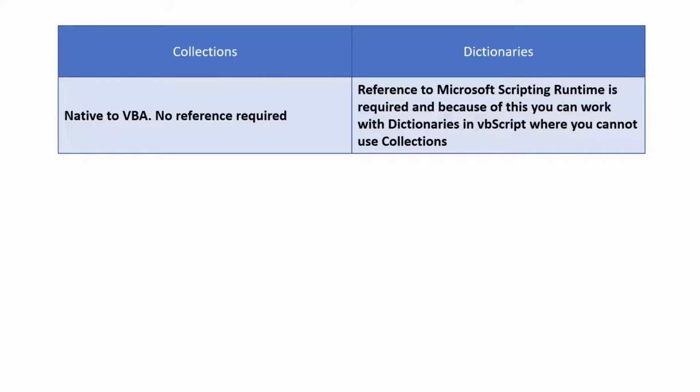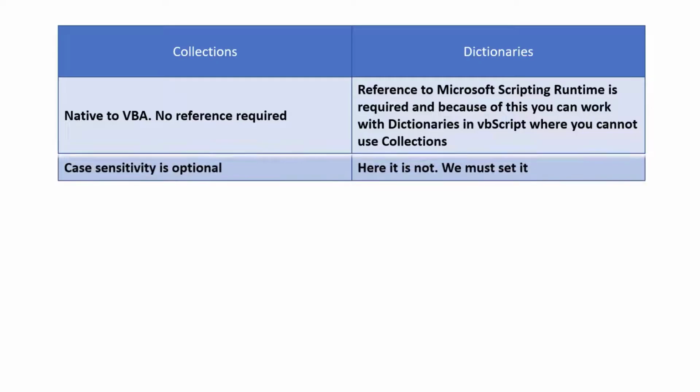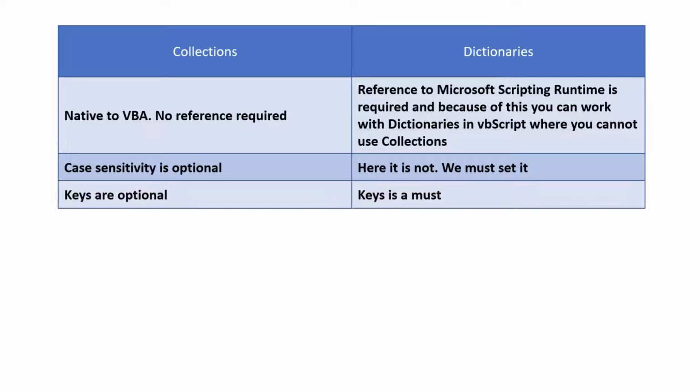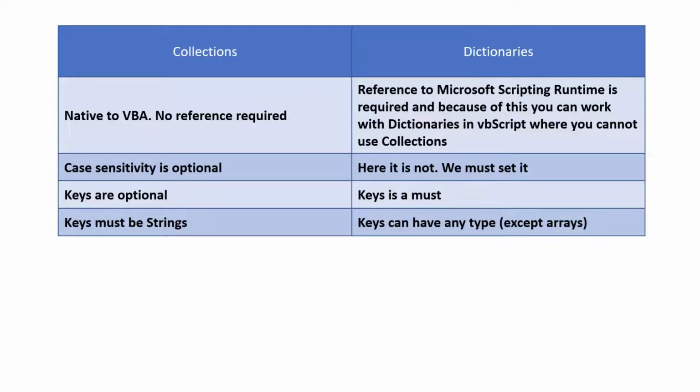And because of this, you can work with dictionaries in VBScript, where you cannot use collections. In collection, case sensitivity is optional. Here, in dictionary, it is not optional. We have to set it. In collections, the keys are optional. In dictionary, keys are mandatory. In collection, keys must be unique strings. In dictionary, keys can have any type except arrays.